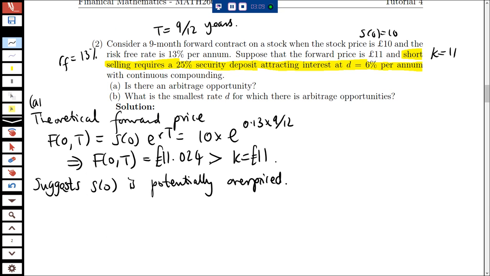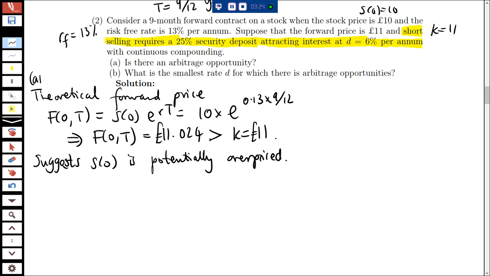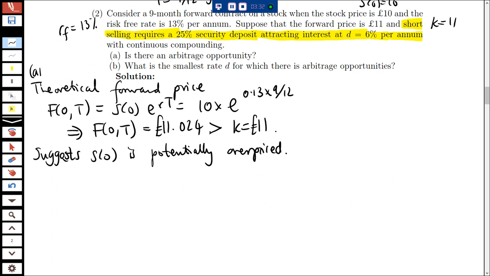Okay, so it's not as simple as a 2p profit here. There's some other details we need to deal with. If we can do some shorting, then there's some deposit required, and that's attracting some interest, which is much lower than the risk-free rate. So we need to work through the numbers here. Is there an arbitrage opportunity available? Well, let's follow the usual strategy and see what happens.